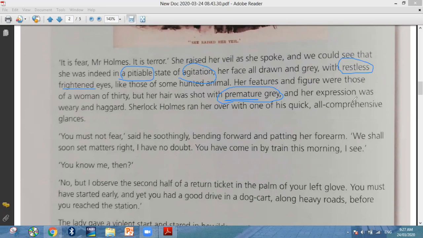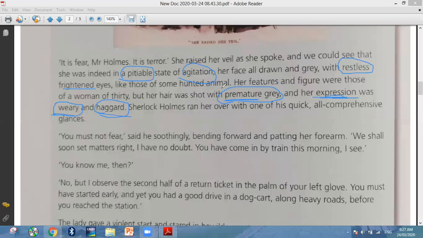And her expression, thanks, Kenzie. Please unmute yourself. And her expression was weary and haggard. Look here, he is describing her face, her features, the facial expressions, her figure, her body, as a woman of 30. He is even expressing her expressions, okay, weary and haggard.